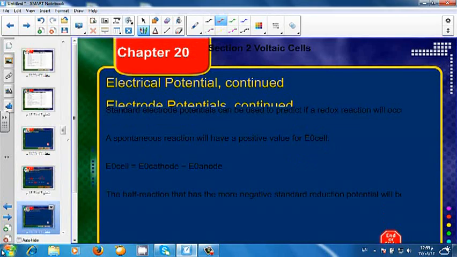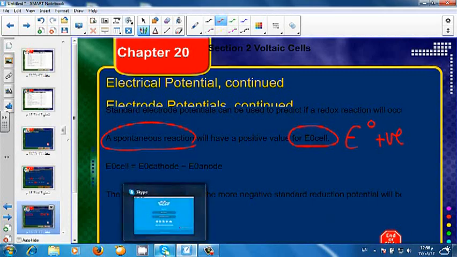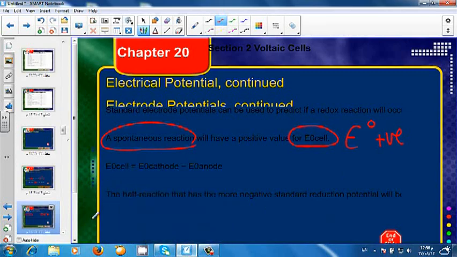Standard electrode potential can be used to predict if a redox reaction will occur or not. A spontaneous reaction will have a positive value for the E node cell. So again, when you see your electrode potential has a positive value, in this case you have a spontaneous reaction. But if the E node has a negative value, the reaction is non-spontaneous.